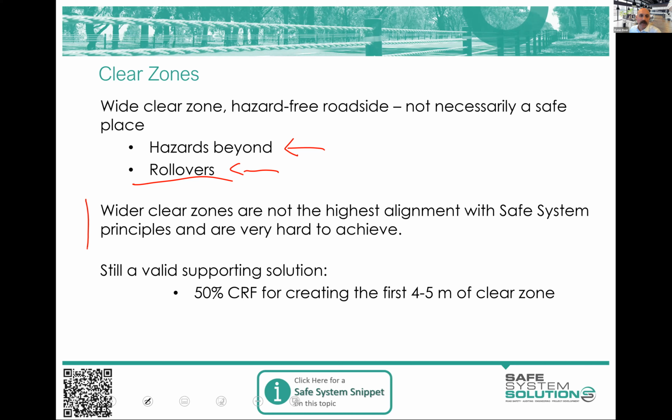The other interesting point is wide clear zones are virtually impossible to achieve due to native vegetation removal or the cost of moving power poles or undergrounding power poles and the like. So to a degree, we're not going to be able to achieve them anyway, and they're not our safest thing to do. You do get your big benefit in the first 4 to 5 meters.